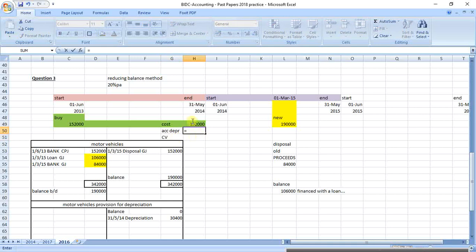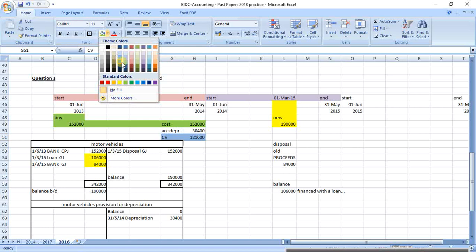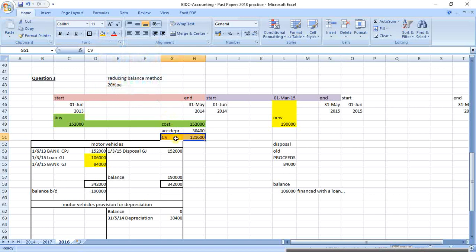CV. Accumulated depreciation at the end of this year is how much? Well, that. Carrying value is going to be this minus that. Okay, so there's my carrying value. So now I've got the figure for the next year. Okay, so now I've got to ask myself, if I look at my diagram, have I used this asset for the full year? No, I've only used it up until there.